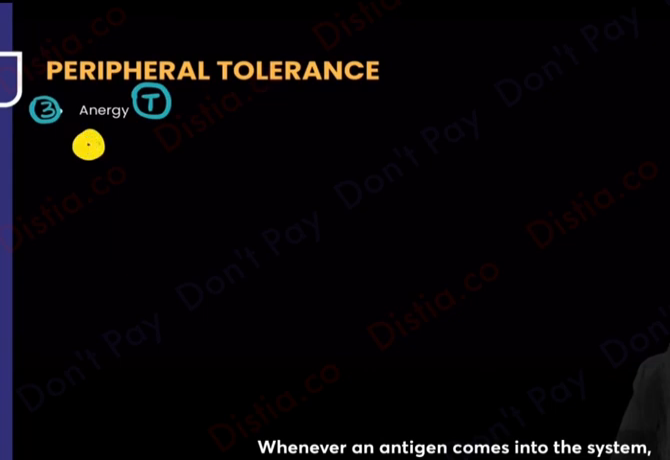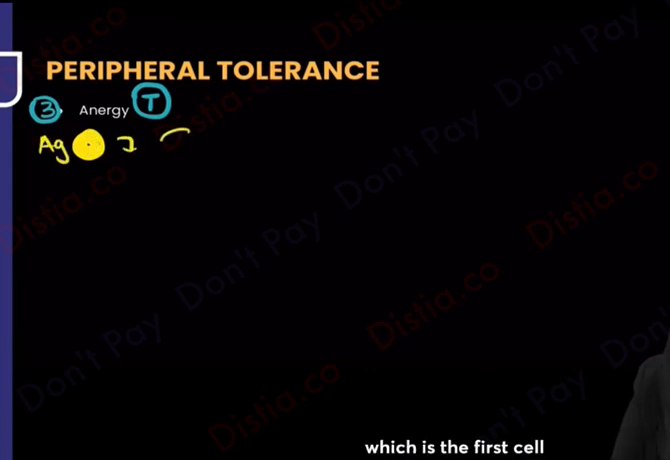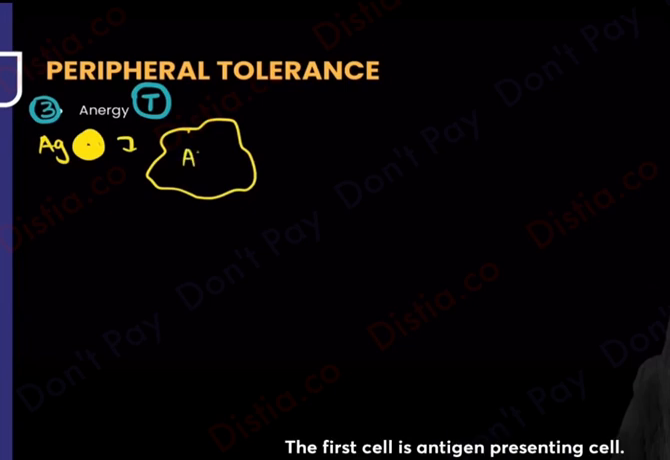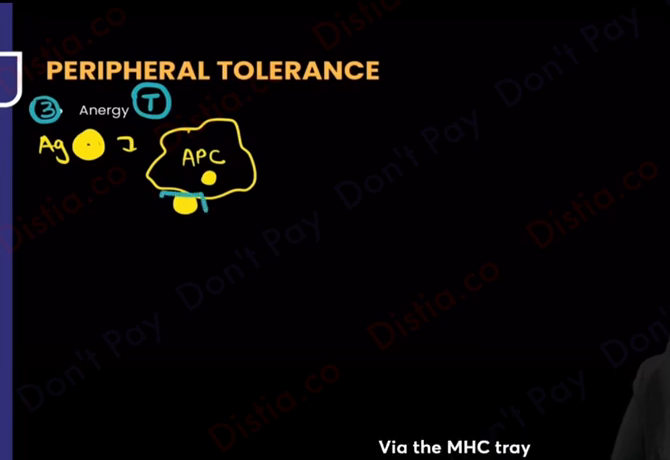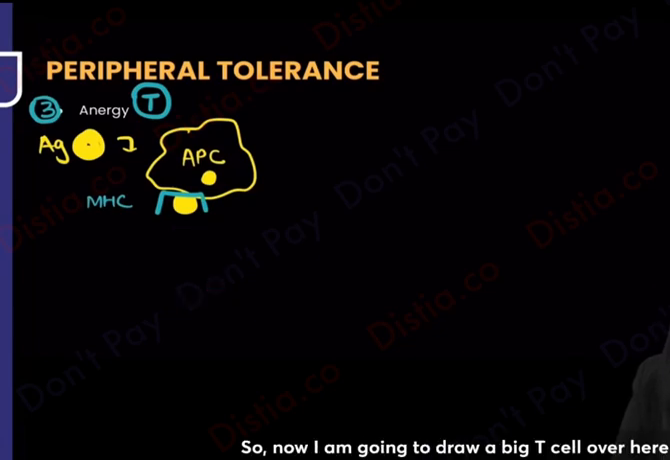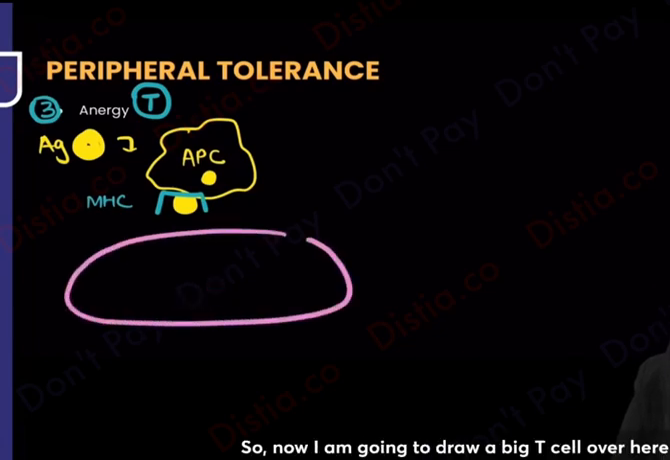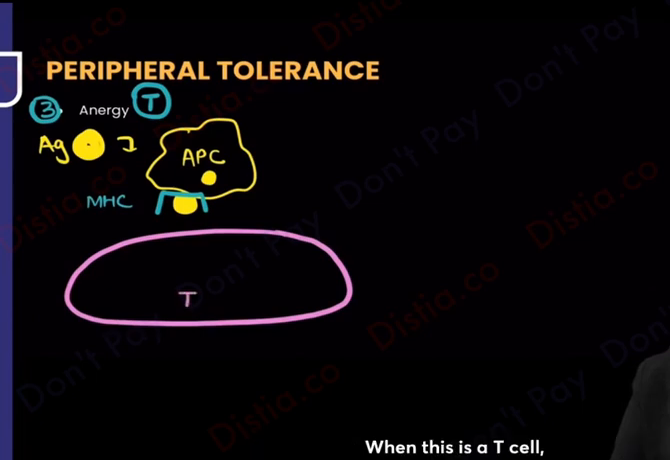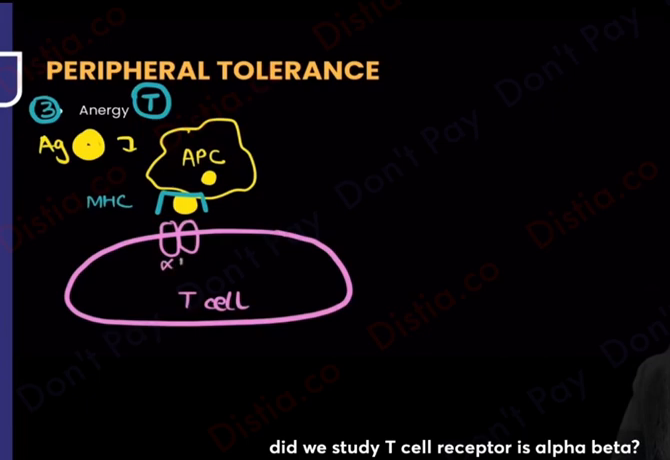Whenever an antigen comes into the system, which is the first cell which is going to pick it up? The first cell is the antigen presenting cell. The antigen presenting cell is going to present it via which tray? Via the MHC tray, and is going to present it to whom? So for example, if this is the MHC, it is going to present it to the T cells. That is what we studied. So now I'm going to draw a big T cell over here, because now we have to study a lot of things. When this is a T cell, which is the receptor of the T cell which receives everything? Did we study the T cell receptor is alpha beta? Yes, the T cell receptor is alpha beta.